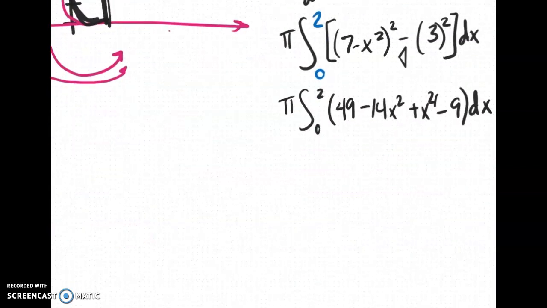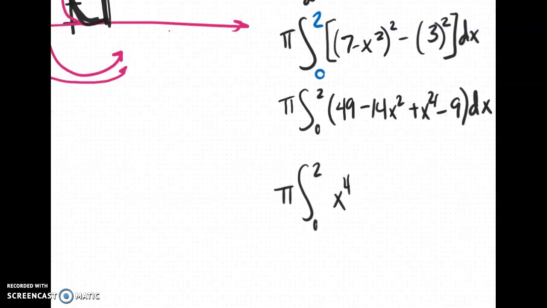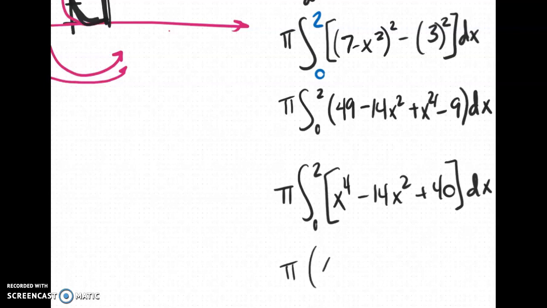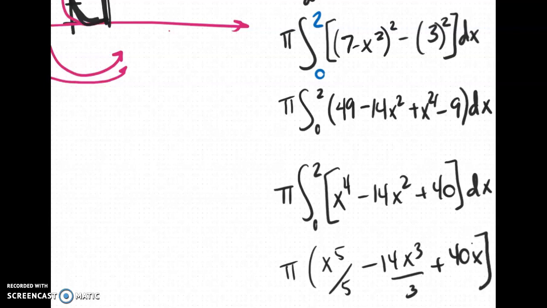So now let's take that. I've got x to the 4th minus 14x squared, and then these combine to give me plus 40. And then when I integrate this, I'm going to get x to the 5th over 5 minus 14x cubed over 3 plus 40x. And that is, I'm integrating from 0 to 2.